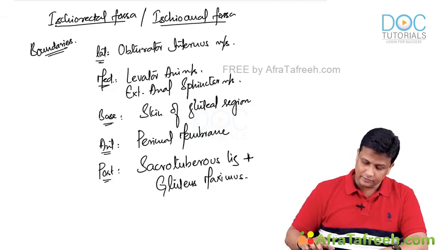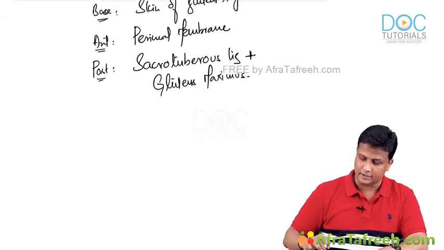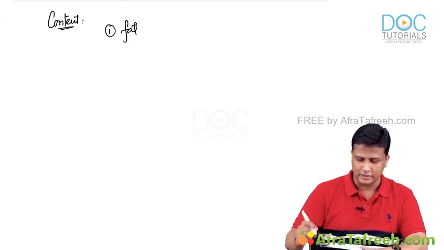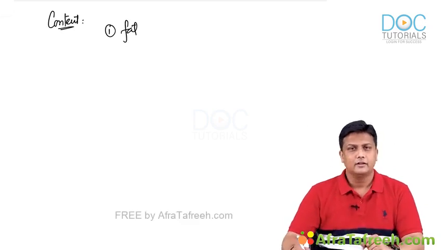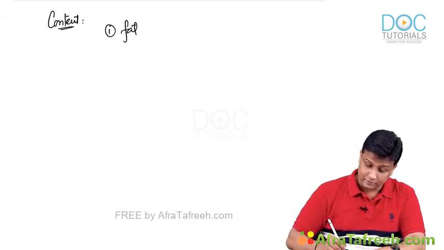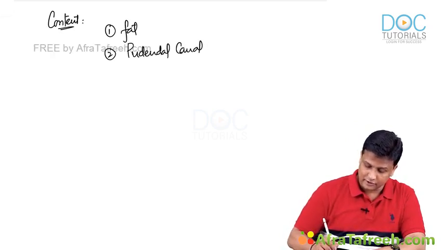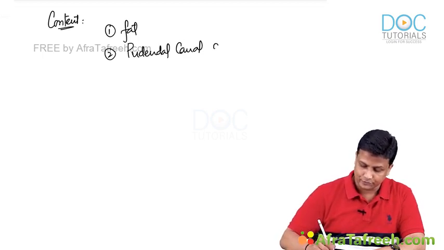Now once you are done with the boundaries, what will be the content? Content is very simple here. This ischiorectal fossa is actually filled with fat. You are able to see that yellow colored dense fat there. So the ischiorectal fossa is actually having fat, but along with the fat, there will be pudendal canal, and pudendal canal along with its contents also.